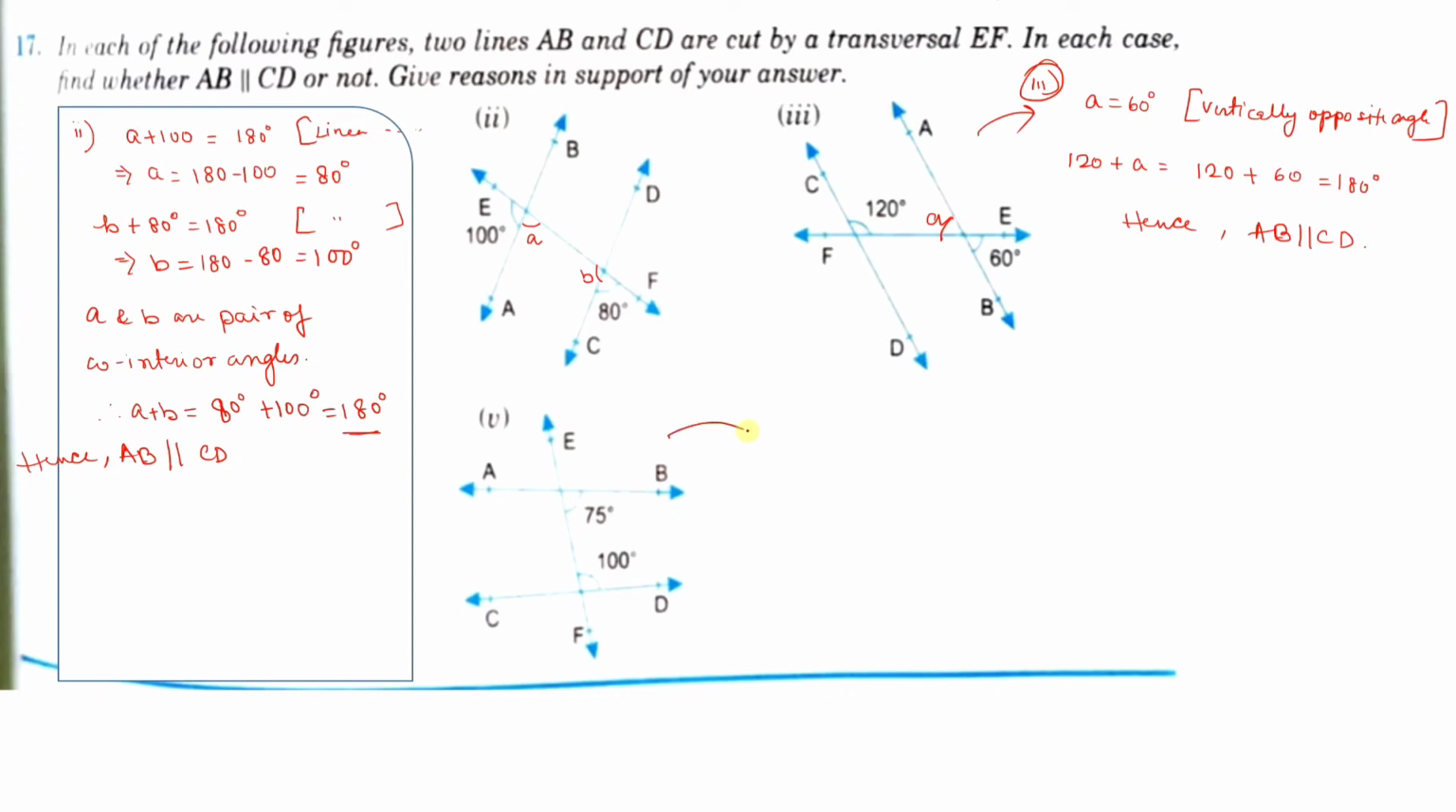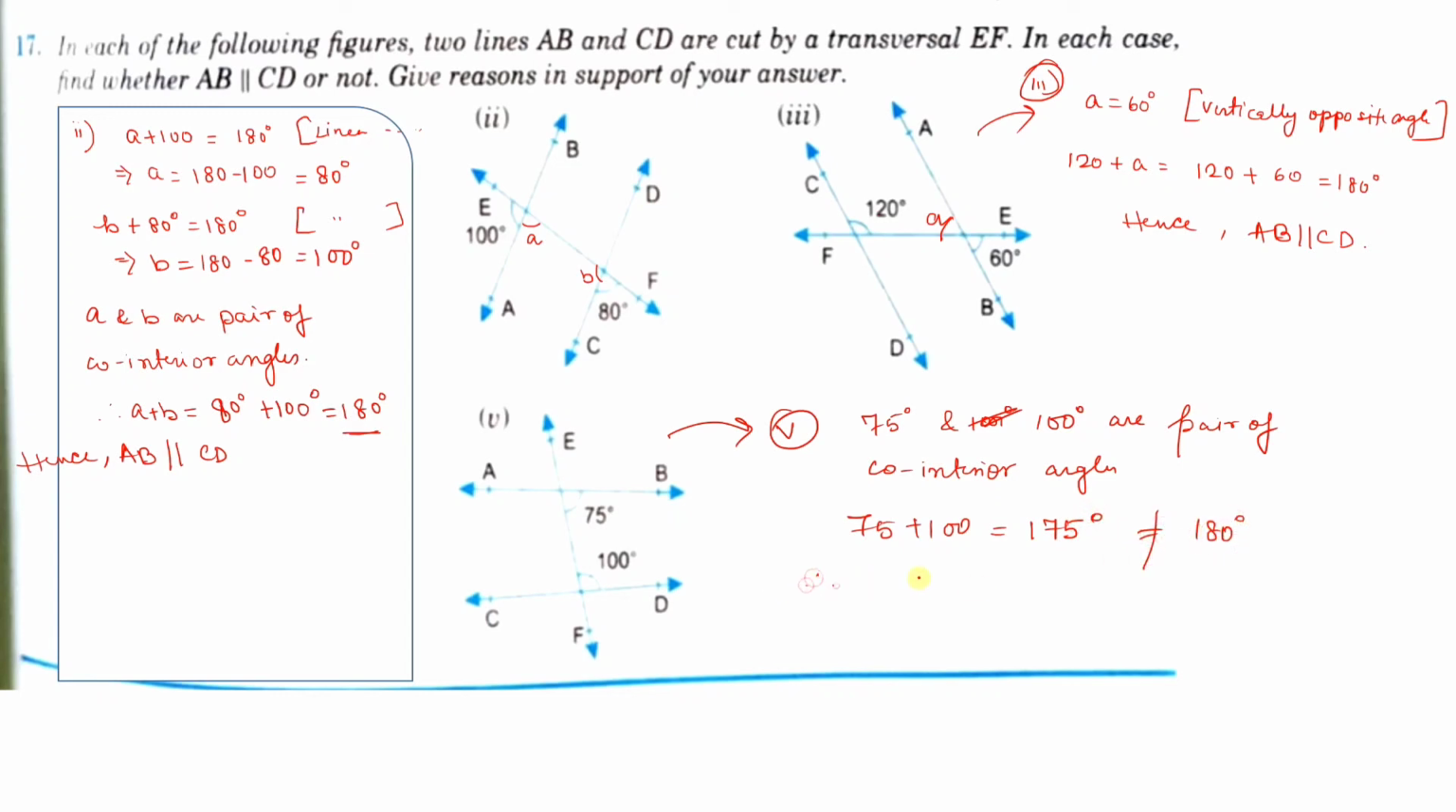Let us do number 5, the last sum. Okay, these are co-interior angles, write down 75 degree and 100 degree are a pair of co-interior angles. So on adding 75 and 100, that must be equal to 180 degree, but this is not equal to 180 degree. Therefore, AB is not parallel to CD.